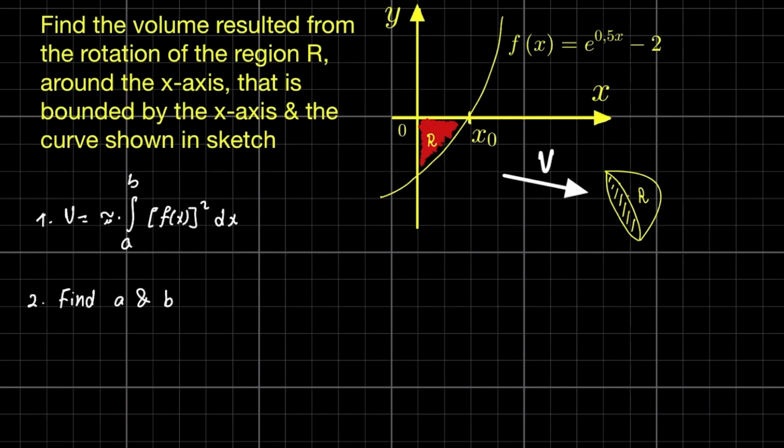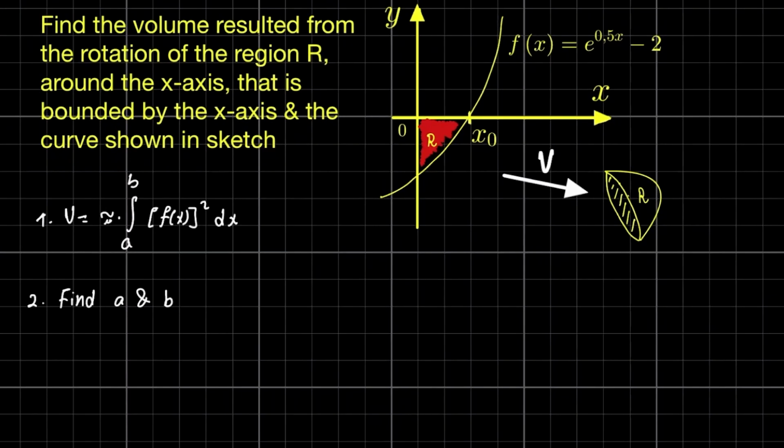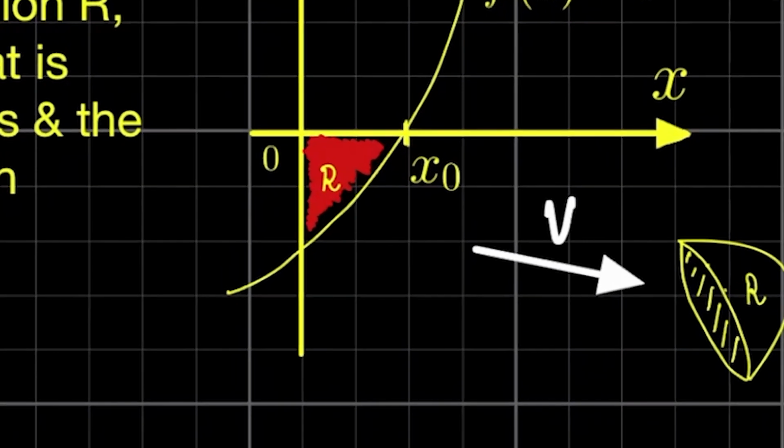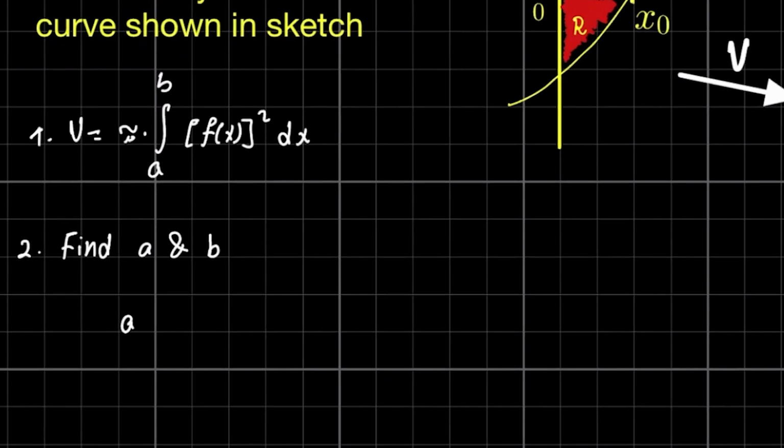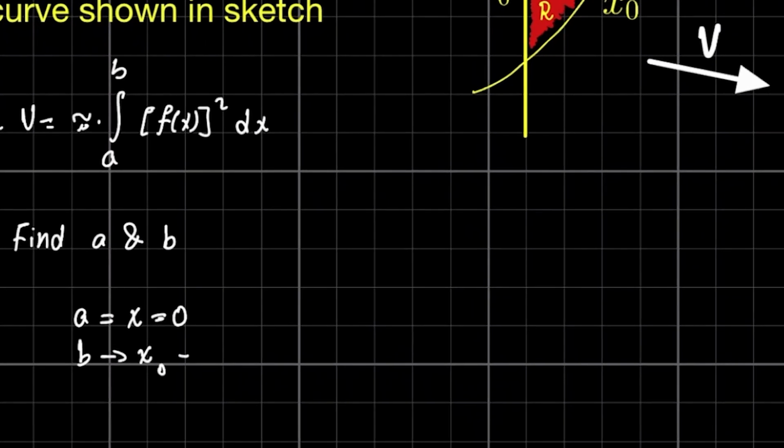And a and b here is basically where my region starts and where my region ends. So my region starts here at this point, and it is basically where x is equal to 0. So a is basically x is equal to 0. And b here is where my region stops, so where R stops, and that is x naught right here. So that is x naught, and we need to find x naught.